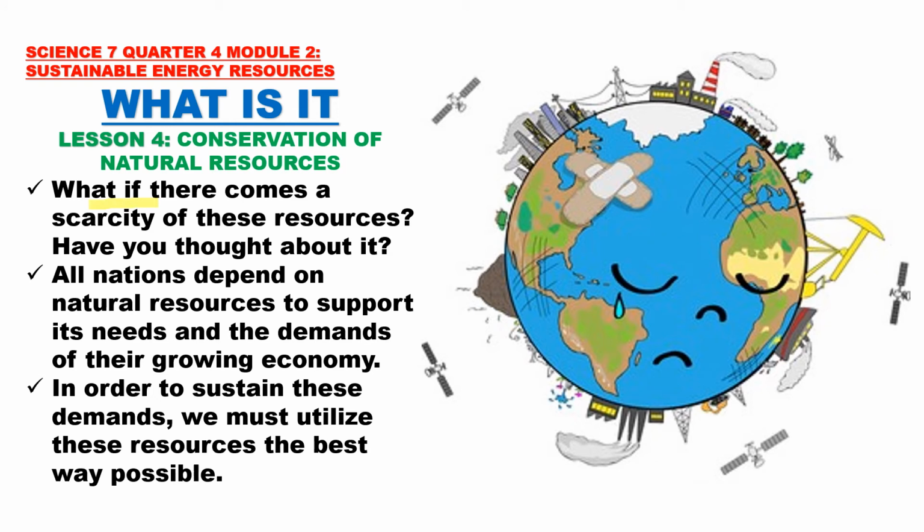What if there comes a scarcity of these resources? Have you thought about it? All nations depend on natural resources to support its needs and the demands of their growing economy. In order to sustain these demands, we must utilize these resources the best way possible. People often waste natural resources. Animals are overhunted, forests are cleared, exposing land to wind and water damage. Fertile soil is exhausted and lost to erosion because of poor farming practices. Fuel supplies are depleted, water and air are polluted.